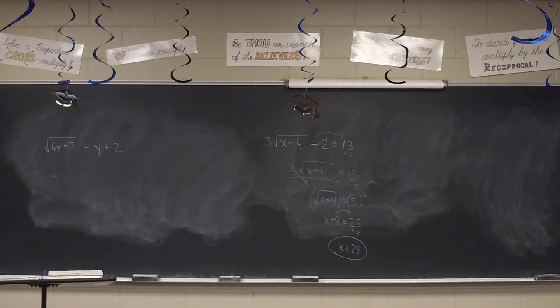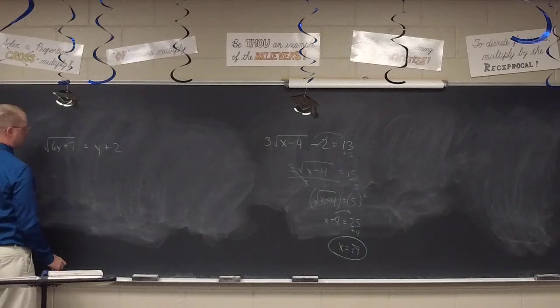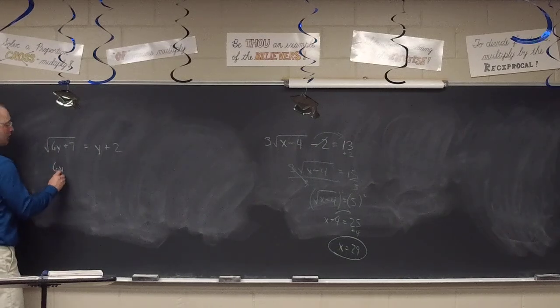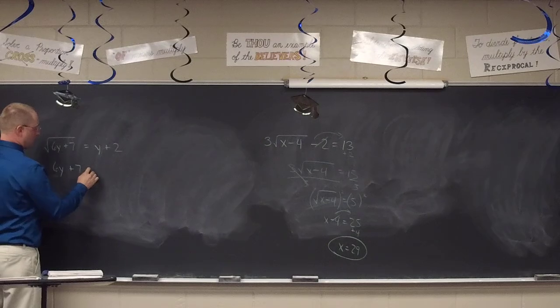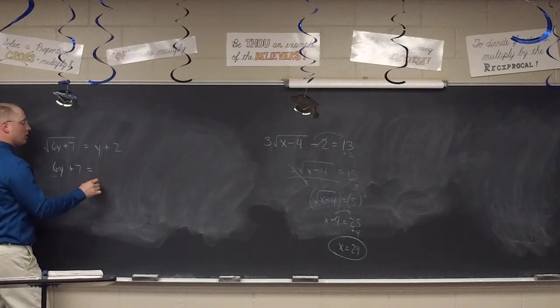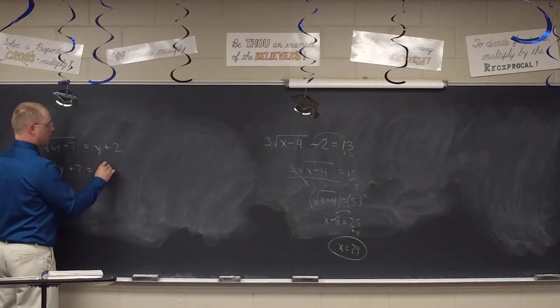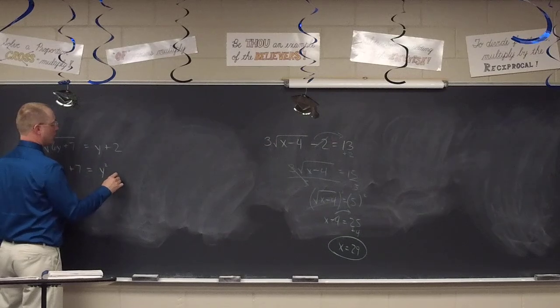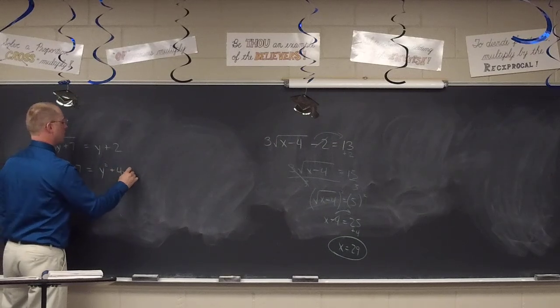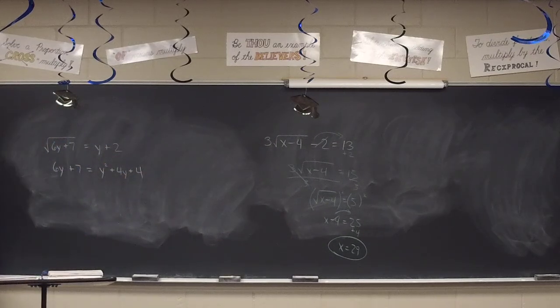Again, no change in the steps because it's a radical equation. Step number 1, class? Isolate the radical. But that's already done. So step number 2 is where we're going to start: square both sides. What do I get when I square both sides, Josh? 6y plus 7 equals y squared plus 4y plus 4. Outstanding. Questions? No. All right, now what, Lana?